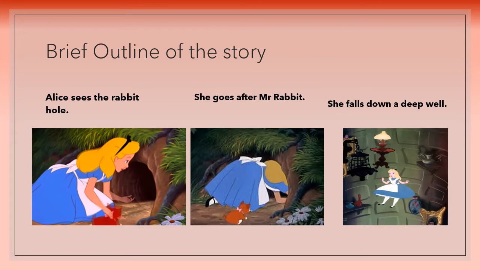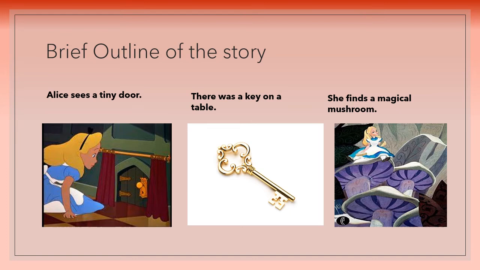And when she reaches at the end, she falls down a deep well. Then what happens when she reaches at the bottom? She sees a tiny door. But she was so big and the door was so small that she could not pass through. So what happened? She thinks and thinks about what to do. There was a key on the table. She opened the door with the key. But still she was too big to pass through that tiny door.